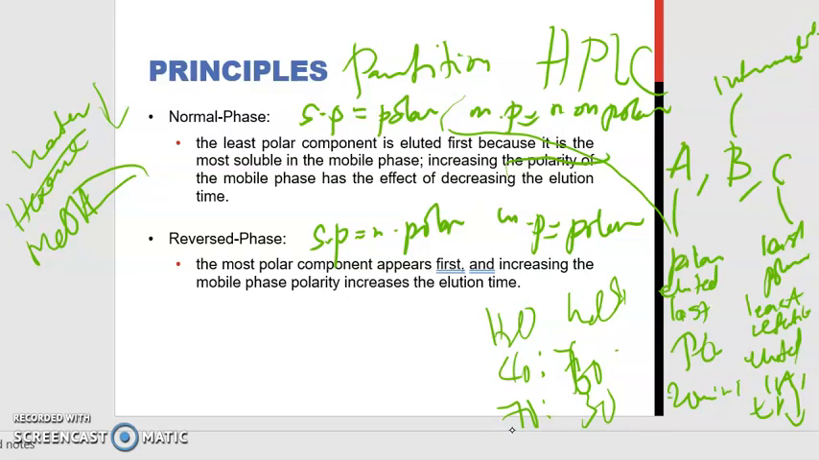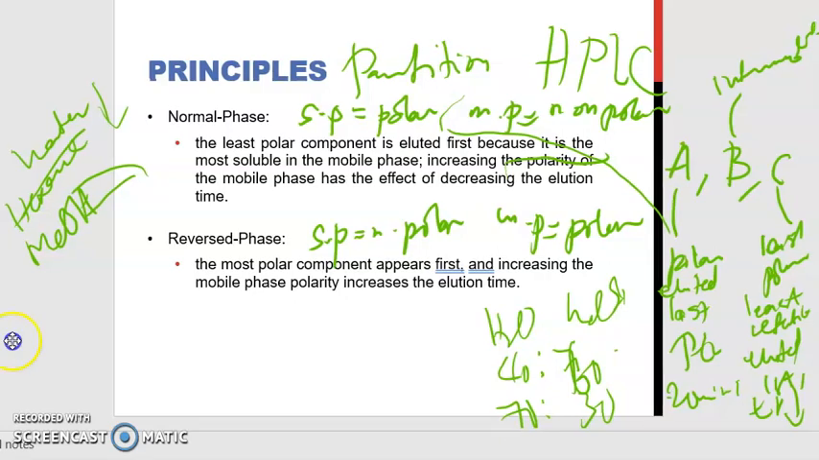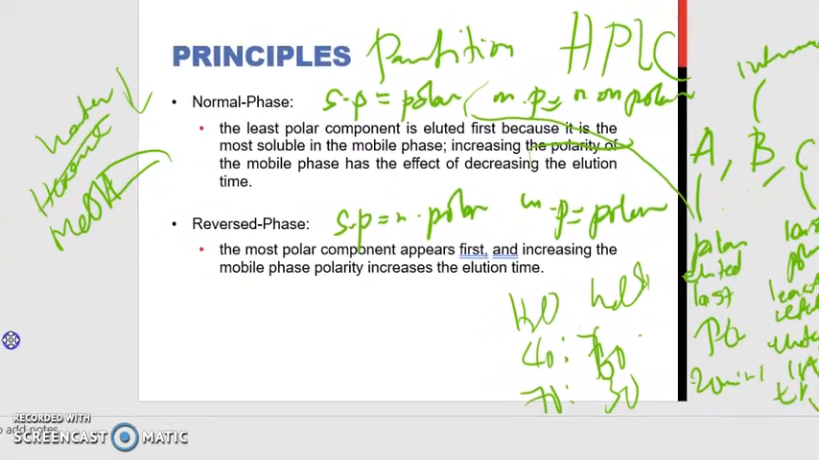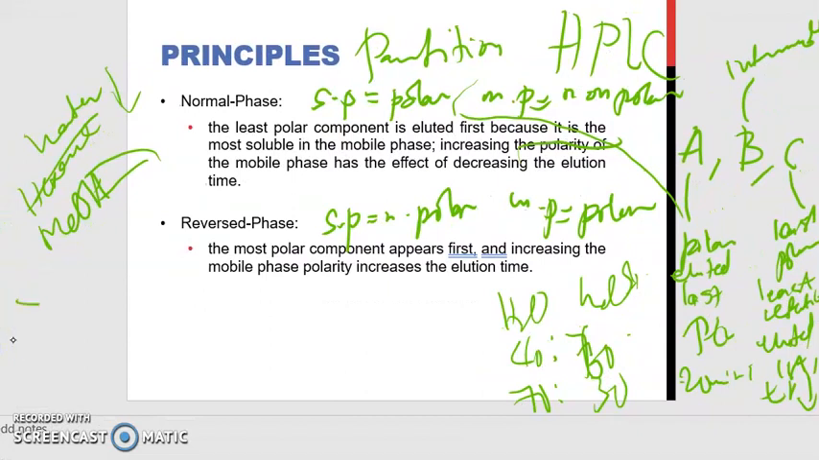So for normal phase ya, kalau A, B, C, siapa yang keluar dulu? The least polar. So C akan keluar dulu, followed by the intermediate B dan A. A keluar paling lambat. So this C, the least polar, B, and also A. This is for what? Normal phase.